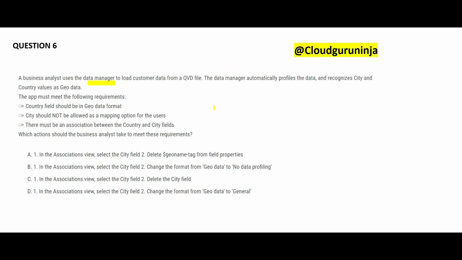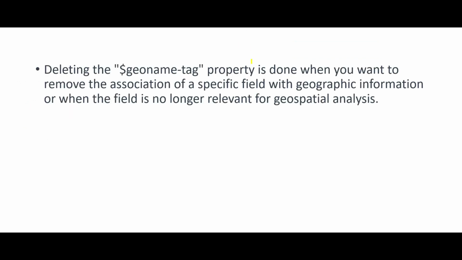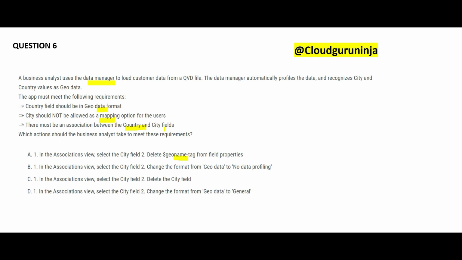Here they are saying two things. Country field is geo format, but city should not be allowed as mapping option. That means clients cannot use it. But there would be an association between country and city. So if you delete geo name tagging from field properties, that means you want to remove the association of this field from geographic information, but that is not the case, right? Because we are saying that the association between country and field should still exist. So that is why A is wrong.